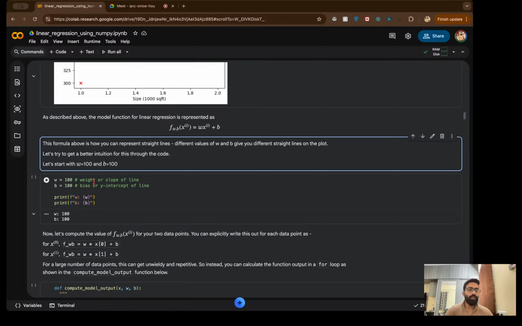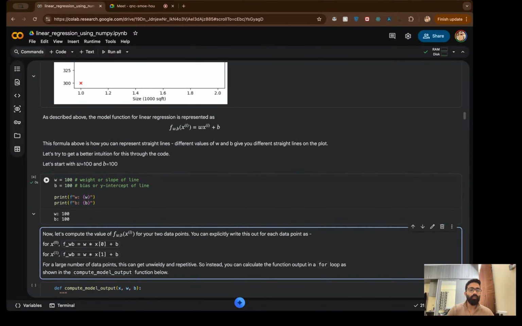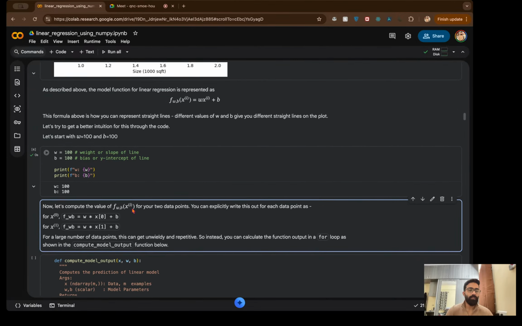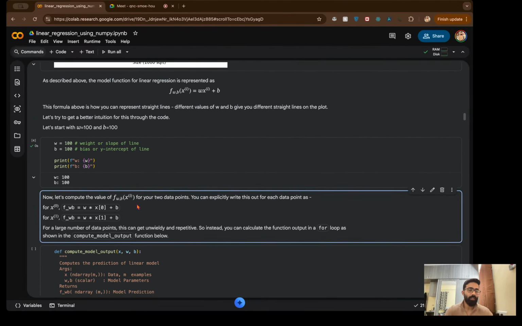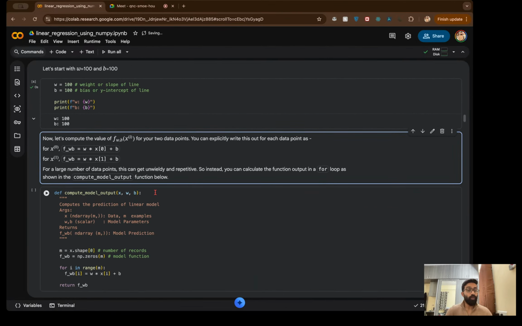Here w is the weight and b is the bias, and in the context of a straight line, w is the slope of the line and b is the y-intercept of the line. So we are considering w and b as 100 and 100. We are just taking a random example here. But our goal is to find the right w and b so that our model will fit well.